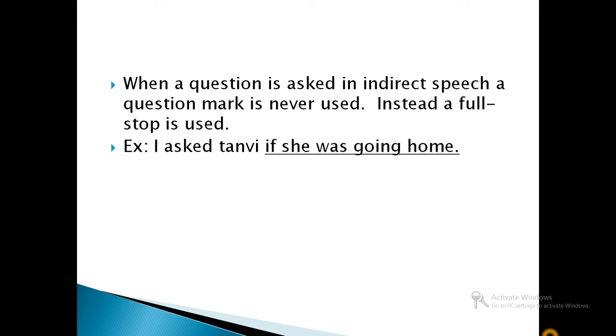When a question is asked in indirect speech, a question mark is never used. Instead, a full stop is used. For example, I asked Tanvi if she was going home.